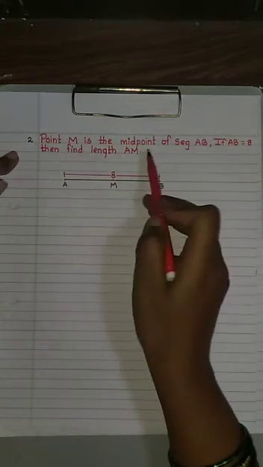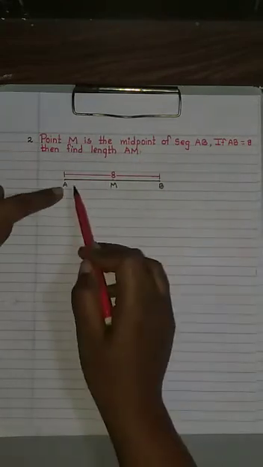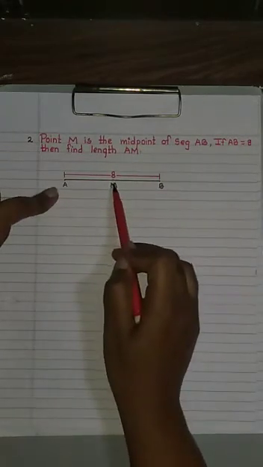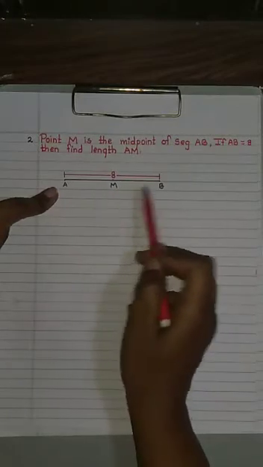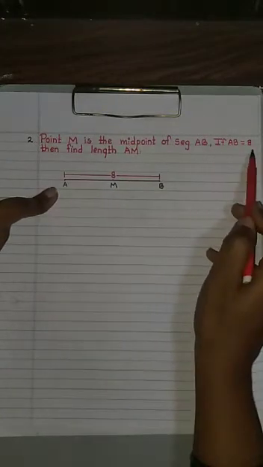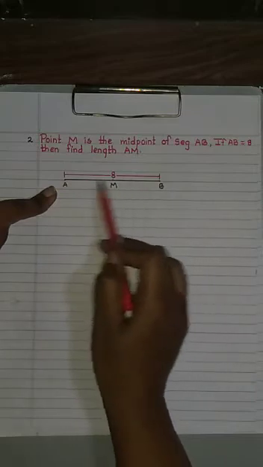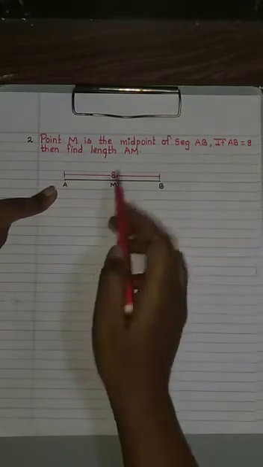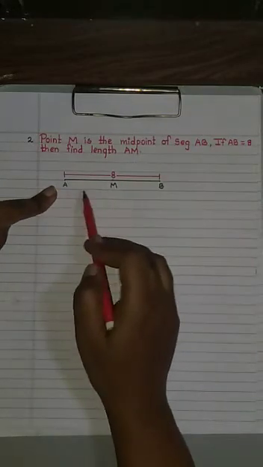Now let us move on towards question number 2. Point M is the midpoint of segment AB. AB is 8, the total distance. We have to find out AM.